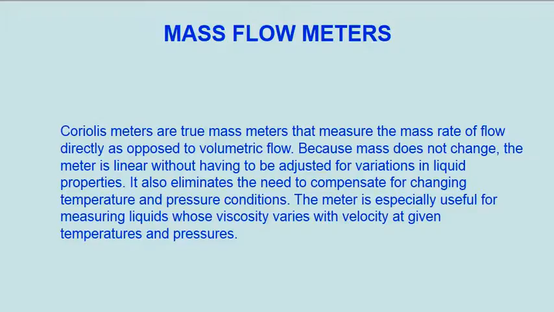Coriolis meters are true mass meters that measure the mass rate of flow directly as opposed to volumetric flow. Because mass does not change, the meter is linear without having to be adjusted for variations in liquid properties. It also eliminates the need to compensate for changing temperature and pressure conditions. The meter is especially useful for measuring liquids whose viscosity varies with velocity at given temperatures and pressures.